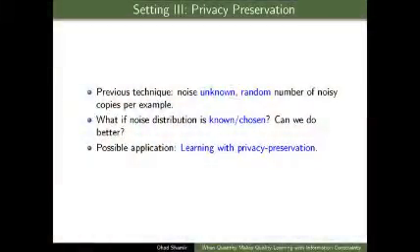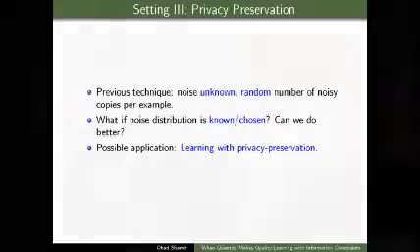Okay, so in that technique, we assume that the noise is unknown, and we use this random number of noisy copies in order to learn. However, one might ask, what if the noise distribution is in fact known? Maybe it's even chosen by us. Can we do better? And the answer is basically affirmative, with the one possible application being learning with privacy preservation.